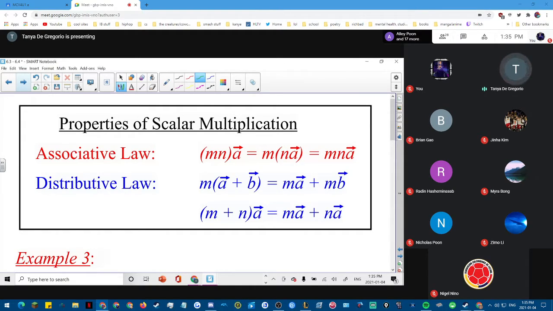Distributive law. Here I have some scalar, m, so it's just a number, it's not a vector, multiplied by vector A plus vector B. So what are you going to do? You're going to distribute. I bring that m in and it gets multiplied by vector A and vector B. And we can go the other way as well. If I have m plus n times vector A, it's the same thing. Now our vector is the coefficient, and the m plus n are the scalars. You're still going to use the distributive property there.